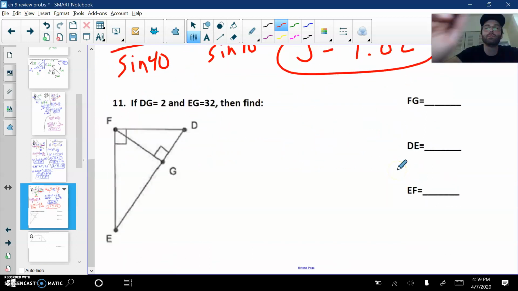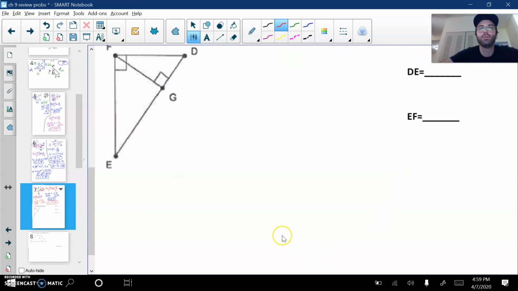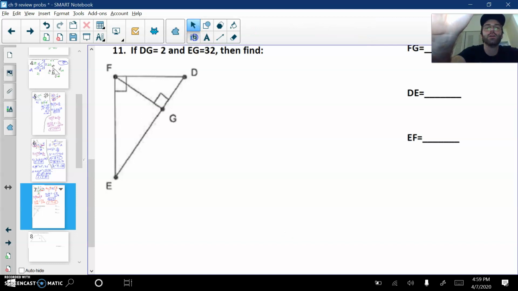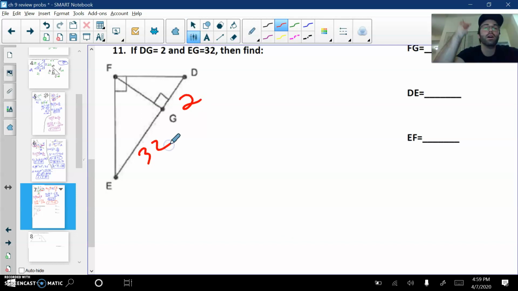Okay, so let's move on to number 11. Number 11, this is our small, medium, large triangle questions. I know that DG is 2 and EG is 32. Remember, for these problems, you want to find the altitude first. So I'm going to call this X here.